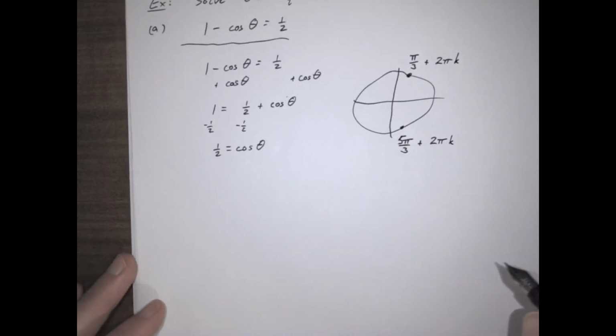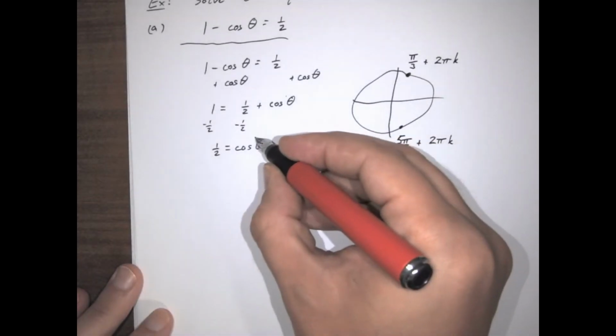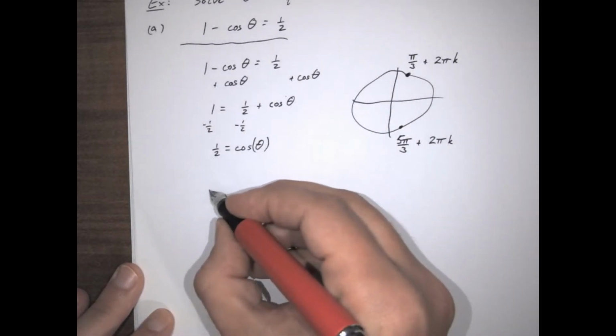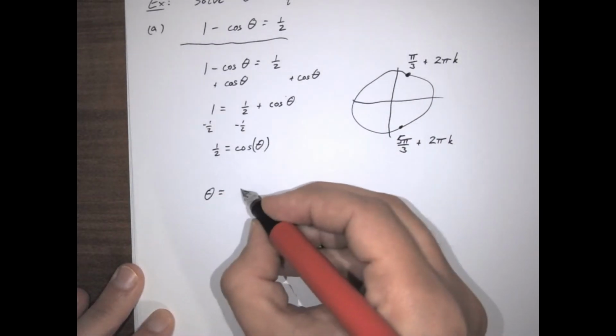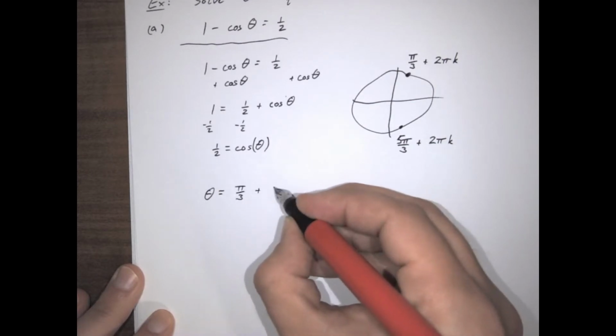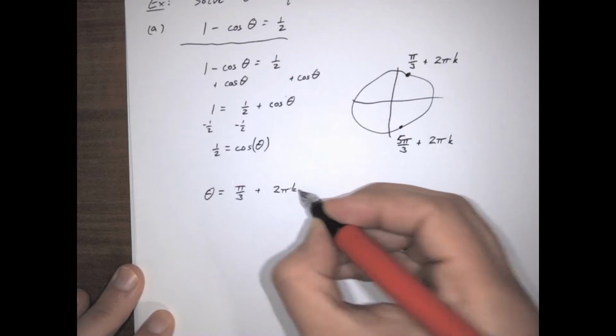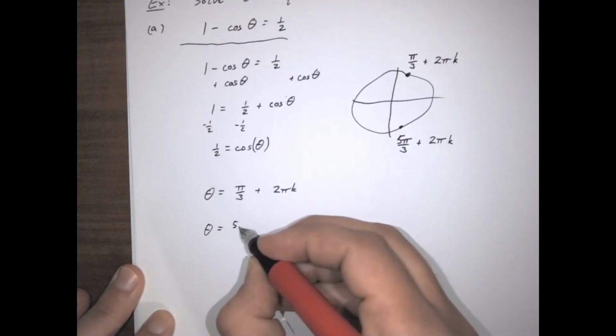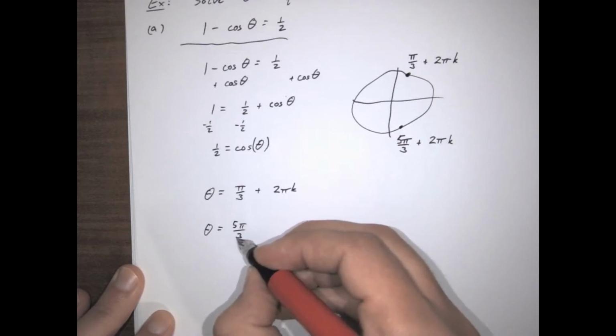So then what we do is we take what is on the input here, the theta, and we have theta equals pi over 3 plus 2 pi k, and theta equals 5 pi over 3 plus 2 pi k.